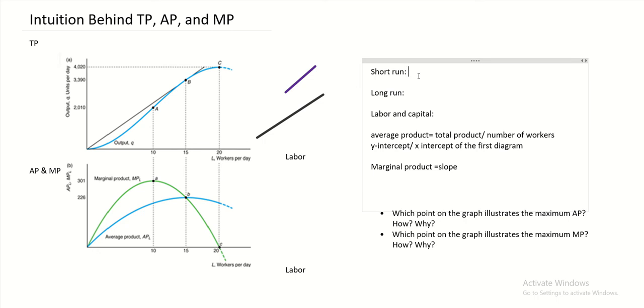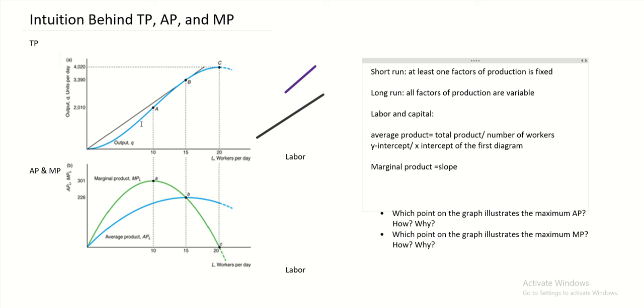In the short run, at least one factor of production is fixed. In the long run, all factors of production are variable. For simplicity of analysis, in introductory microeconomic courses, we usually just consider capital and labor, two inputs, for analyzing the diagrams. Over here, we are considering labor as a variable input. Let's dive straight into the diagram.